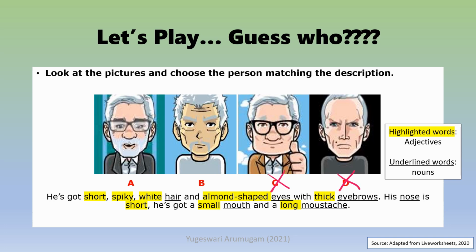D and C because they do not have a long mustache. Next, we can discard option A because he does not have spiky hair. Hence, the perfect match to the description is option B. Overall, the purpose of this activity is to emphasize on the use of adjectives in describing people's appearance, which will be used later in the lesson.